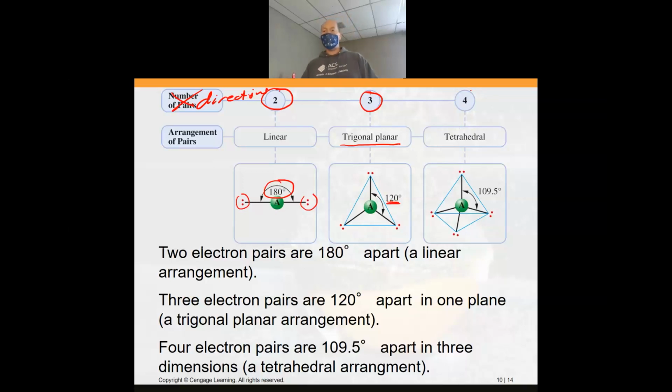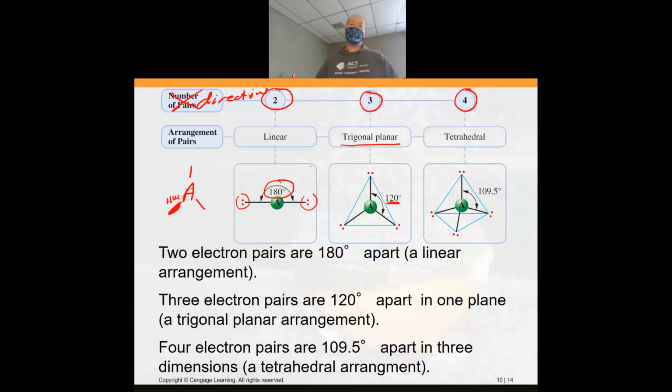When you have 4 directions, lone pairs plus bonding directions, you have tetrahedral. This is in 3 dimensions. Planar is in the plane of the board, linear is in the plane, but note that this is not in the plane. If it was 4 and it was planar, it would be square planar. It is not square planar. It is tetrahedral.